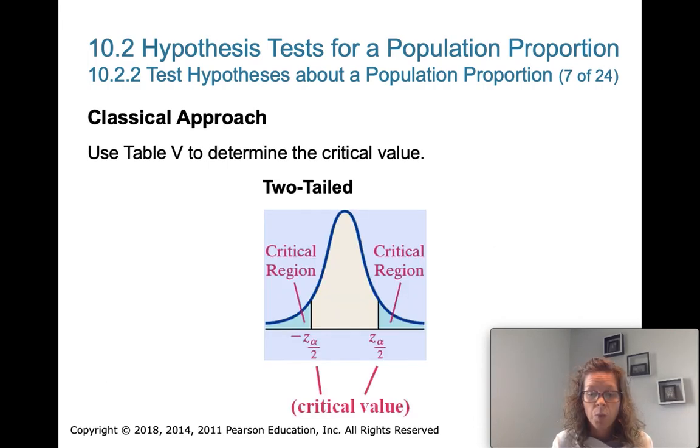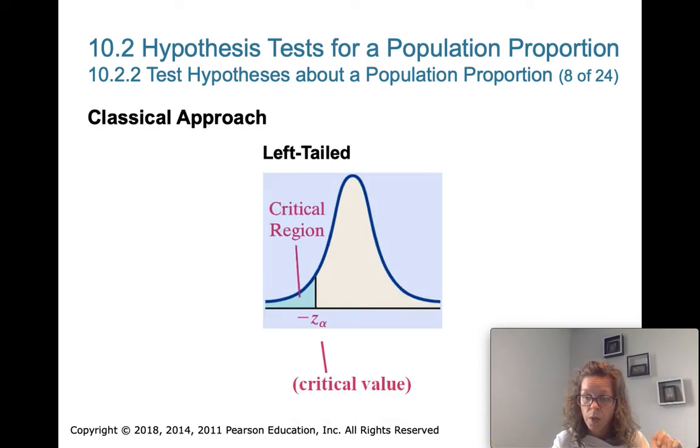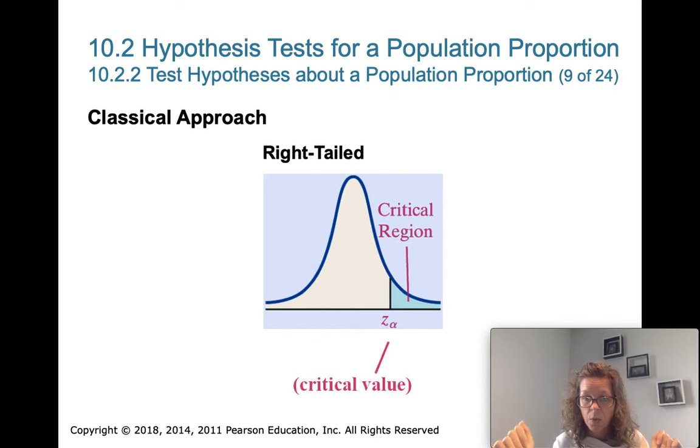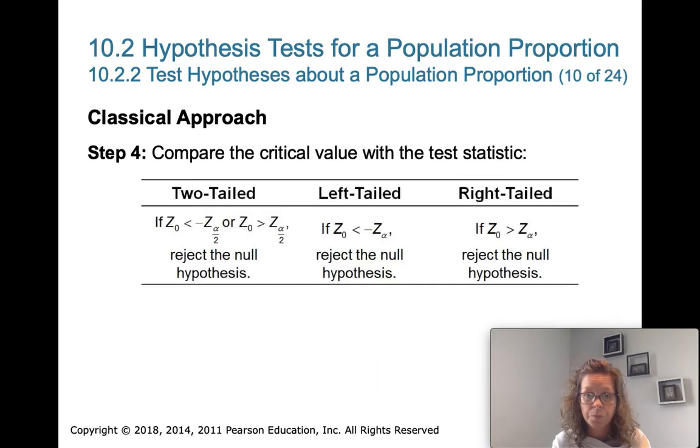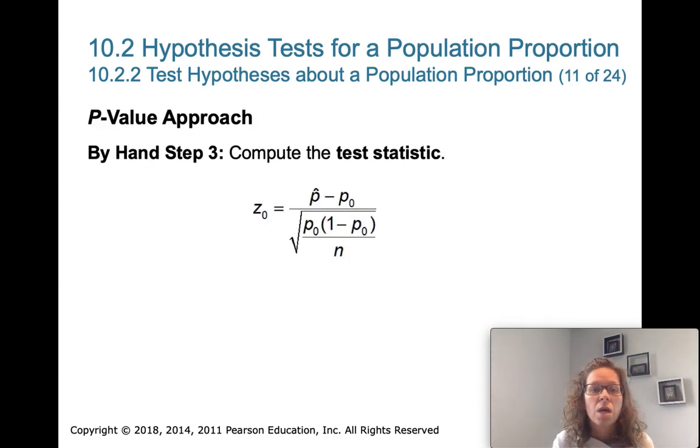So then we would decide what the critical region is. For a two-tailed test, since we said it's just different, I don't know if it's more or less, we're looking at both tails in that graph. Left tail, we're only looking at the lower side, and right tail, we're only looking at the upper side. And then we would compare our values.